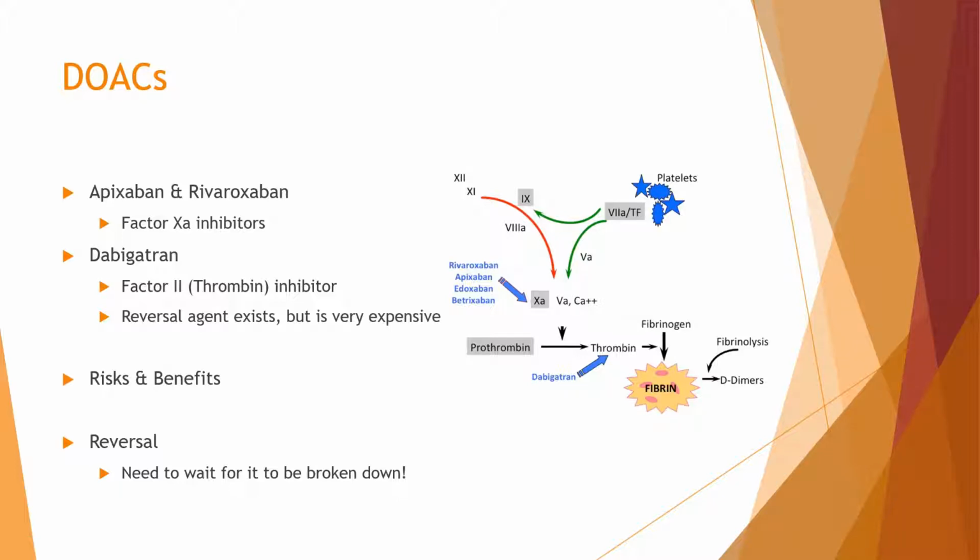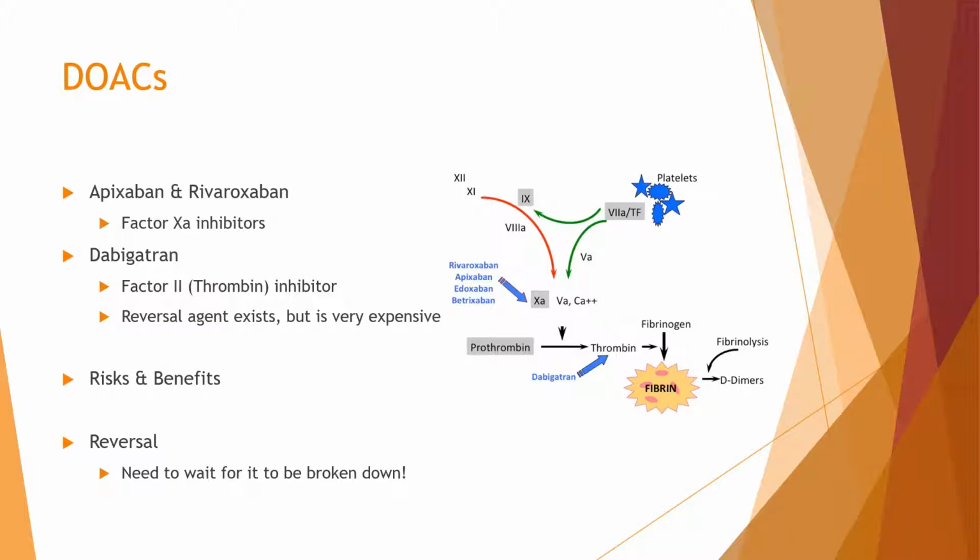Dabigatran is a unique DOAC because there is a reversal agent on the market for it at the moment. However, it is quite expensive and it's not widely available on the NHS at the moment. With the DOACs, patients are anticoagulated pretty much as soon as they take their first dose. They're medications that work fairly quickly and fairly effectively, and they're quite stable. They don't require any monitoring in the community or any further blood tests to assess the level of anticoagulation.